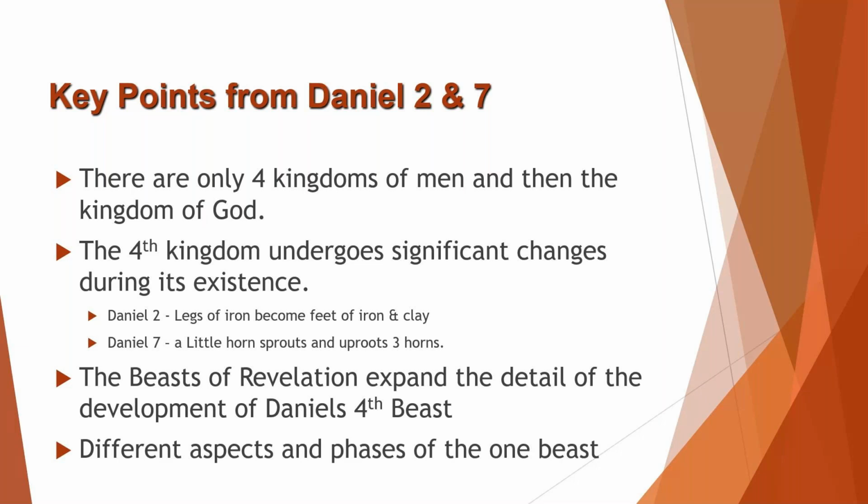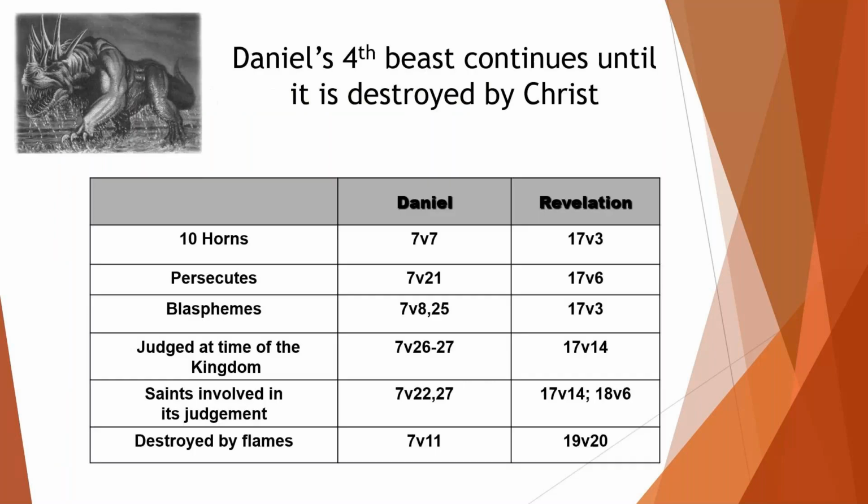So they're different phases and aspects, but it's one beast. It's the one kingdom of the serpent. Just like Daniel's four beasts were the kingdom of the serpent, this is the one kingdom of the serpent, that old serpent, the devil and Satan. But different aspects, different phases. So similar to Daniel's fourth beast, this one's the scarlet coloured beast of Revelation 17.